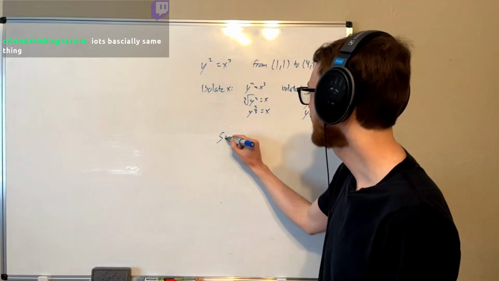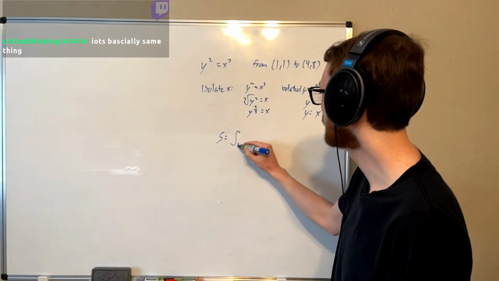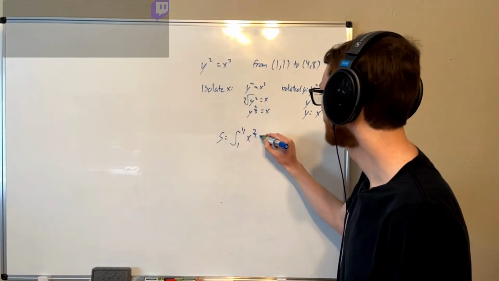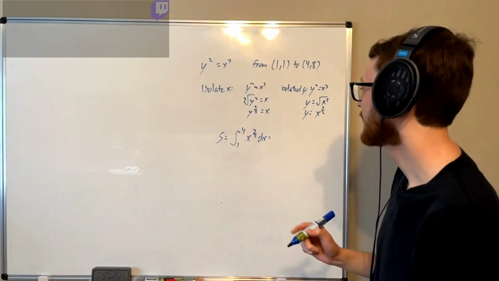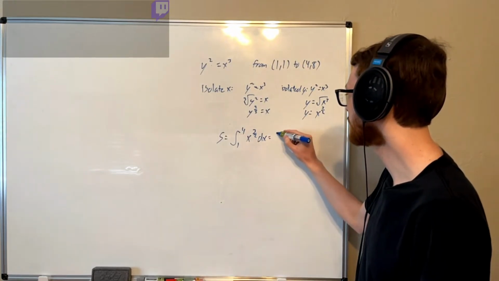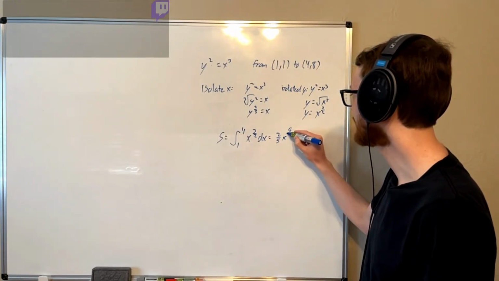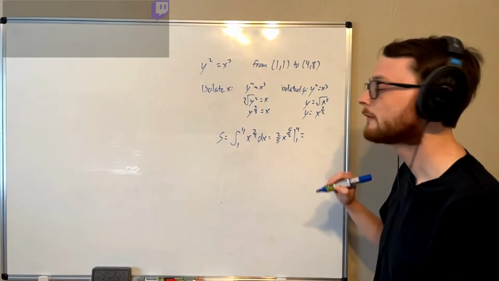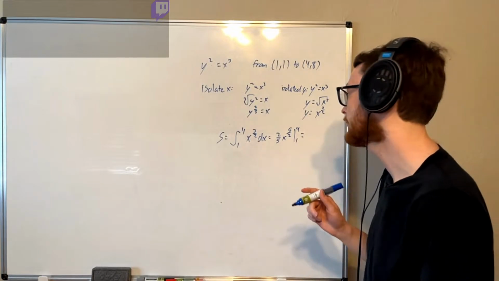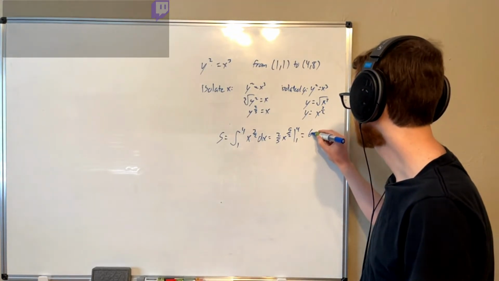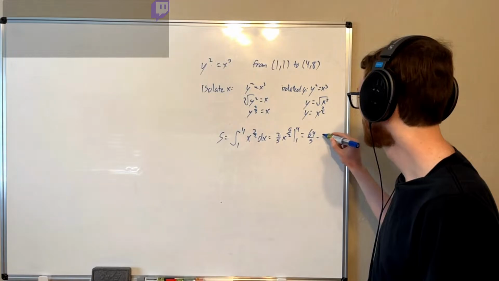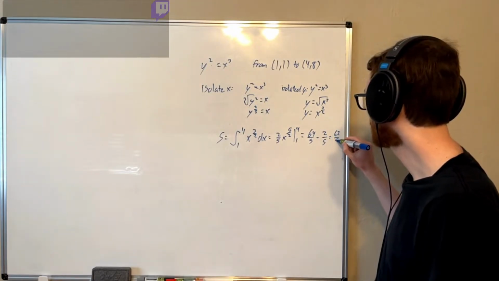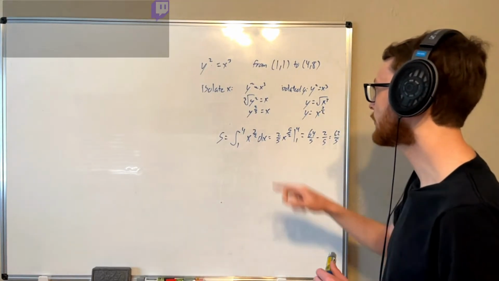So I'd say your arc length s is from 1 to 4 of x to the 3/2 dx. And then you do your power rule, so 2/5 x to the 5/2 from 1 to 4. 4 to the 5/2 is 32. So we get 64/5 minus 2/5, which is 62/5. And if you did it with y, it should be the same exact thing.